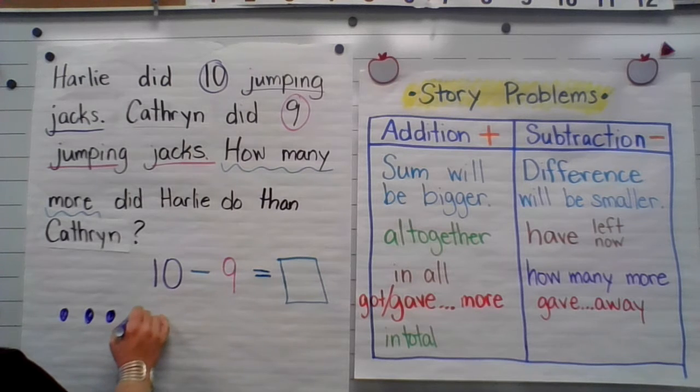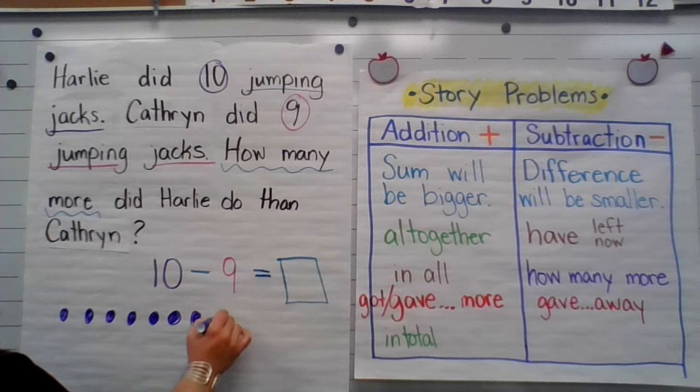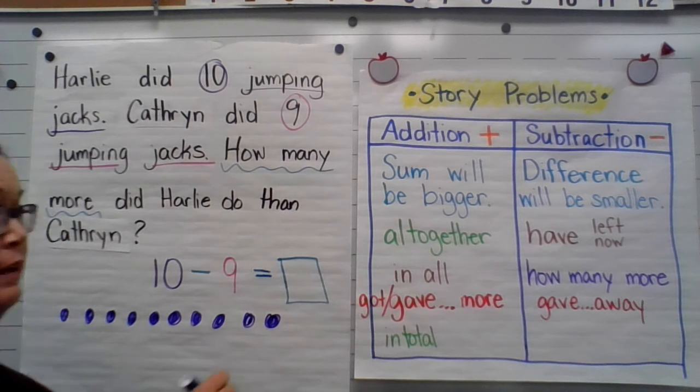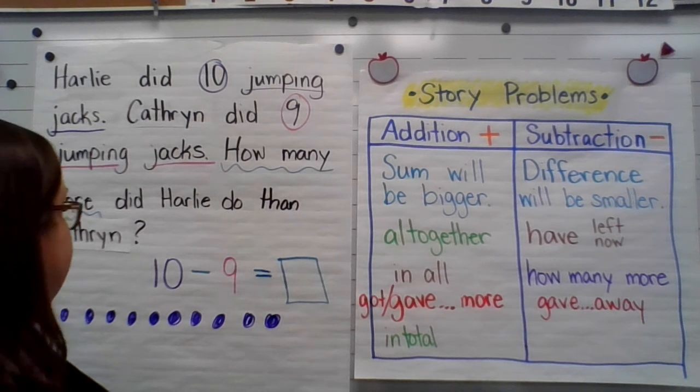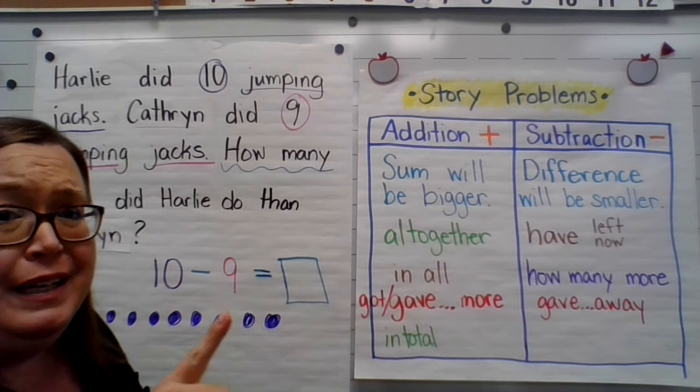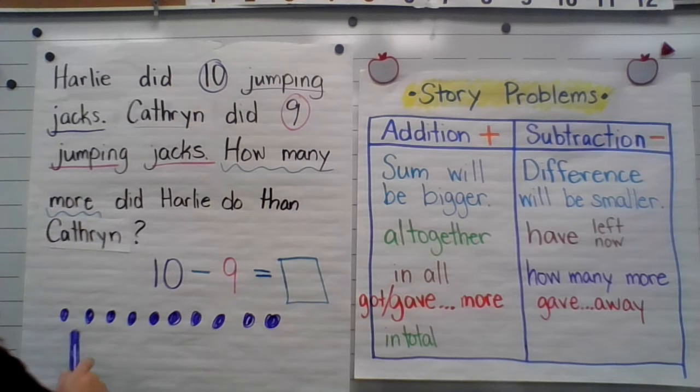3, 4, 5, 6, 7, 8, 9, 10. And I want to double check how many I wrote, so I'm going to recount those. Because if I get my drawing wrong, even by one, it's going to mess up my whole answer. So I'm going to double check that I drew 10. 1, 2, 3, 4, 5, 6, 7, 8, 9, 10. Good.